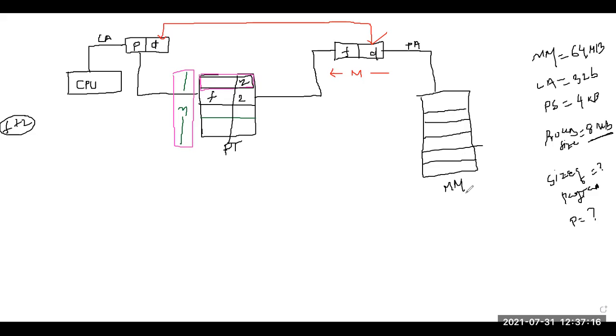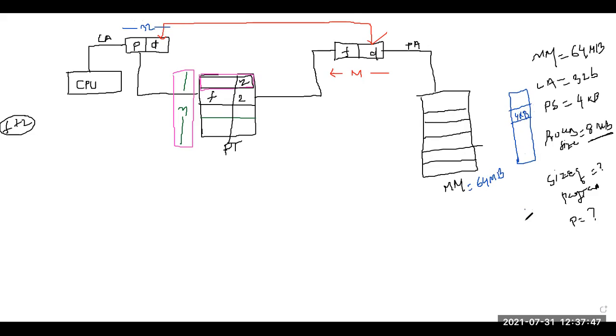So what is given? Now this is given: this is equal to 64 MB. And what else is given? The logical address, which is 32. Fine. Now page size is given. Suppose this is my secondary memory. Each page size is given as 4 KB.